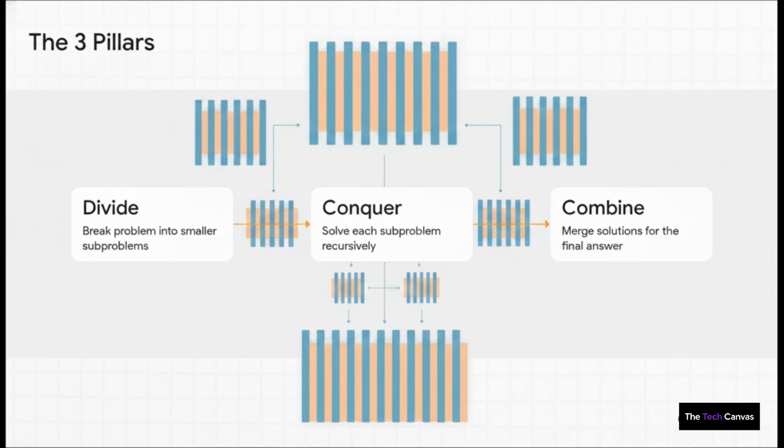Second is conquer. You solve each of these smaller subproblems independently, usually by recursively dividing them further until they're so small they become a trivial base case. And finally, combine. You take the solutions to those tiny subproblems and merge them right back together to form the final answer to your original massive problem.